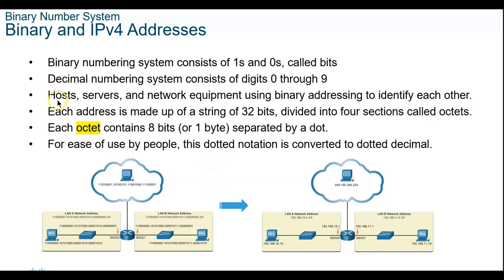This allows the host computers, the servers, and the network equipment to be able to communicate with each other. That's the basic form right there. It allows all these different nodes. Now you're going to hear this word nodes, and nodes simply represent computers, cell phones, servers, any equipment that is in charge of that. That's what a node is, okay? Each address is made up of a string of 32 bits divided into 4 sections, which we call octets.